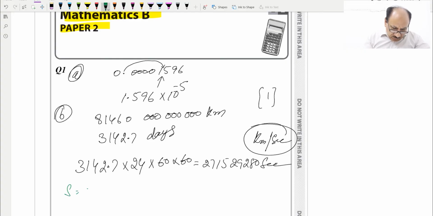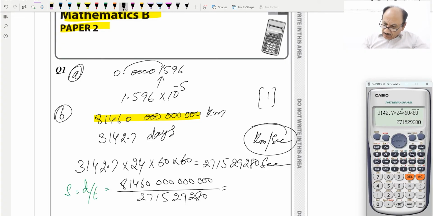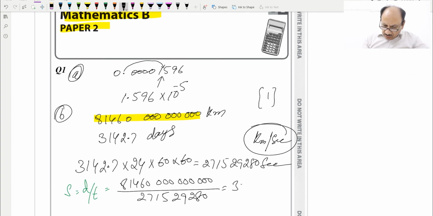We know speed is equal to distance over time. Distance is this many kilometers which is provided, so we take the distance 8146 and 9 zeros divided by 271529280, and the calculator is already holding this number, so we'll write the numerator only. 8146 and 9 zeros divided by the answer is equal to 30000.4783, and we have to provide it in standard form.